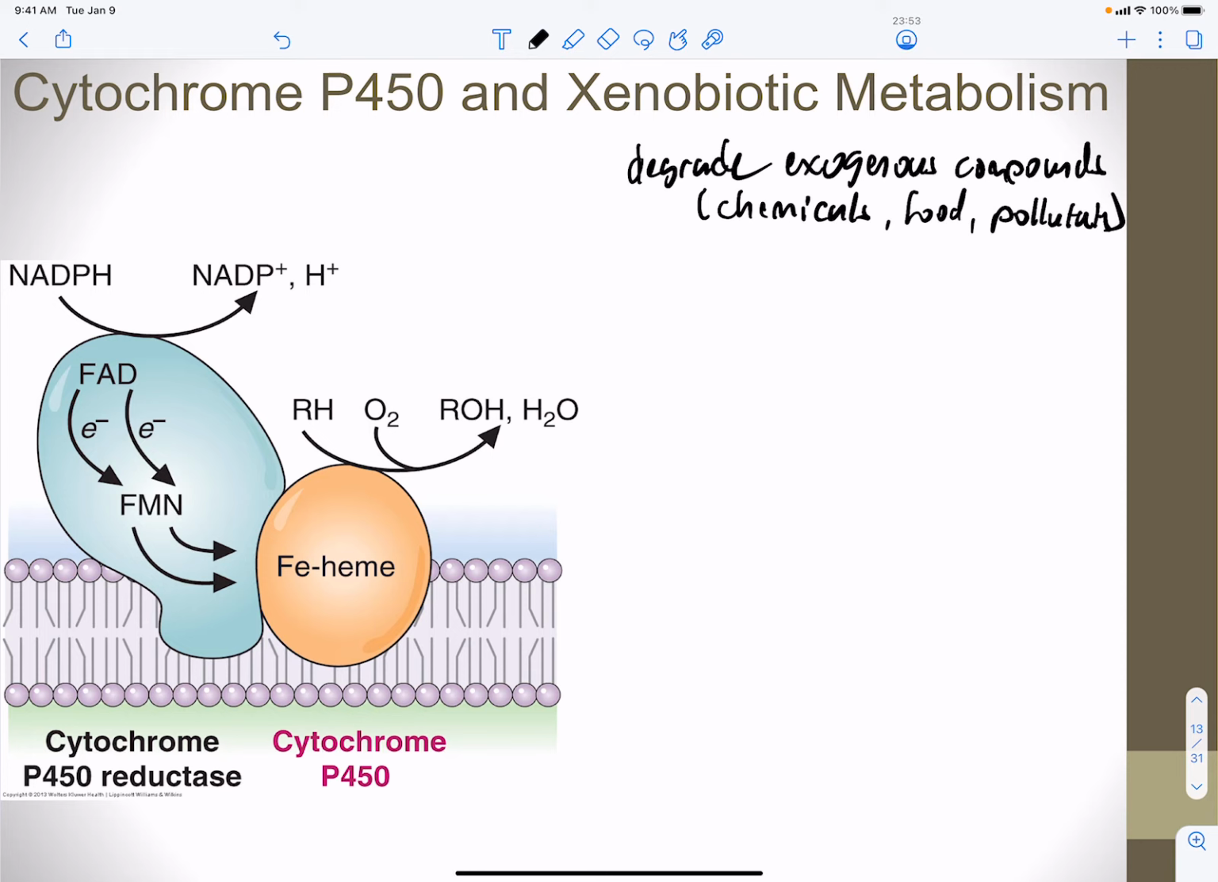They also are going to be important to break down endogenous compounds. So if you don't know the difference, exogenous means it comes from the outside. Endogenous means it's something that is made from the inside. And so these endogenous compounds are going to be steroids. We have our prostaglandins, our retinoids.